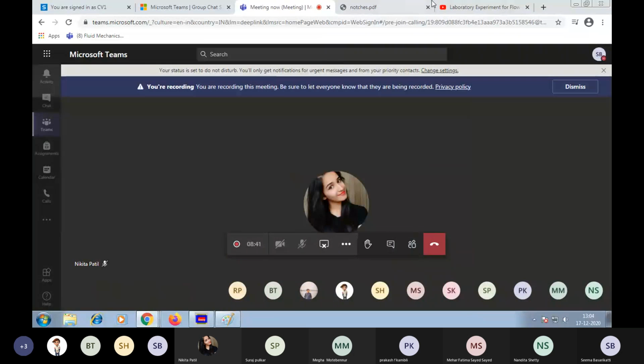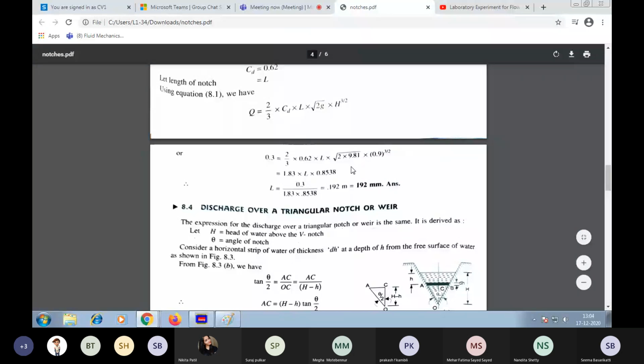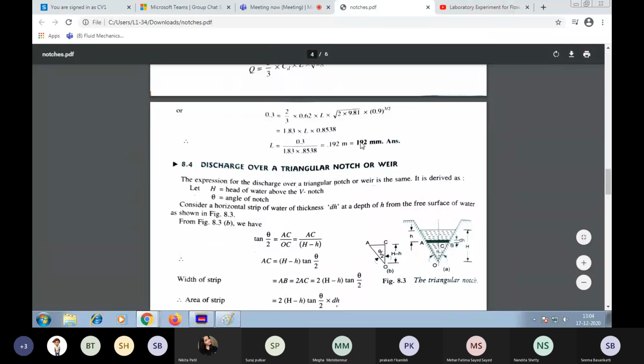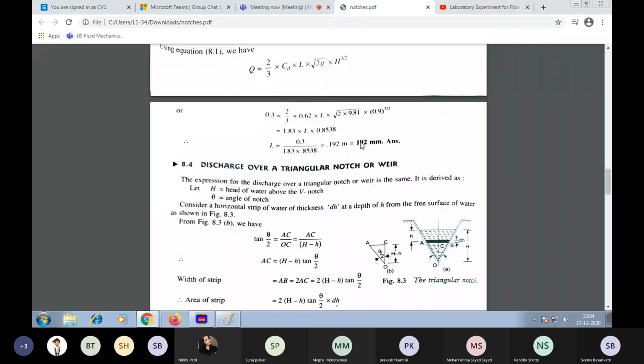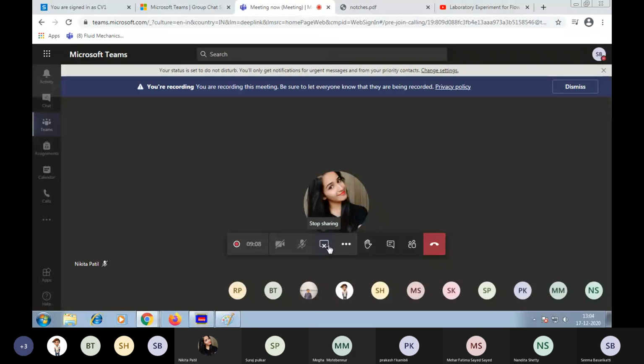What do you mean by notch? Which material are you going to use for construction of a notch?